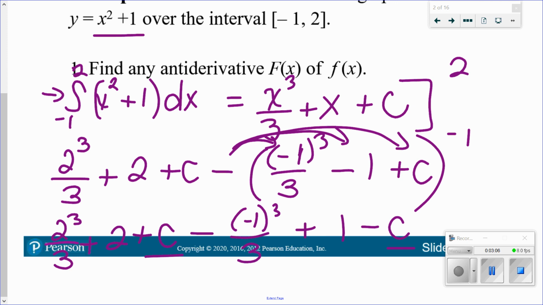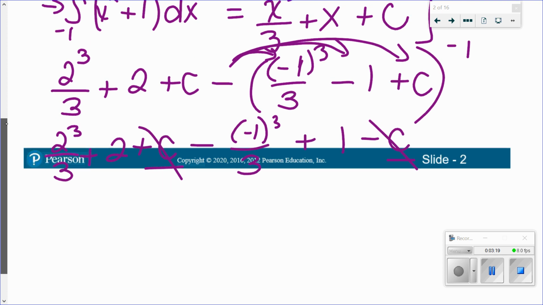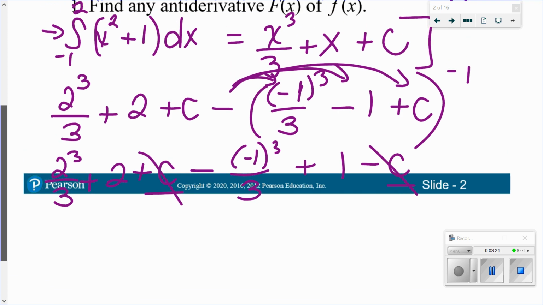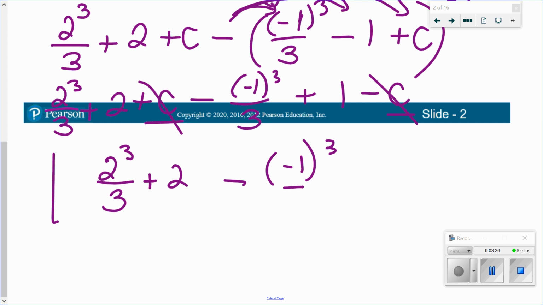What is going to happen with those c's? They are going to add to 0 every single time. So when we are evaluating these, we are not going to need to use the plus c when we have numbers. These are called definite integrals, and we don't need the plus c. Okay, so let's go ahead and get numbers. So we have 2 cubed over 3 plus 2 minus -1 cubed over 3 plus 1. We've already distributed, so we don't need to do any more sign changes.